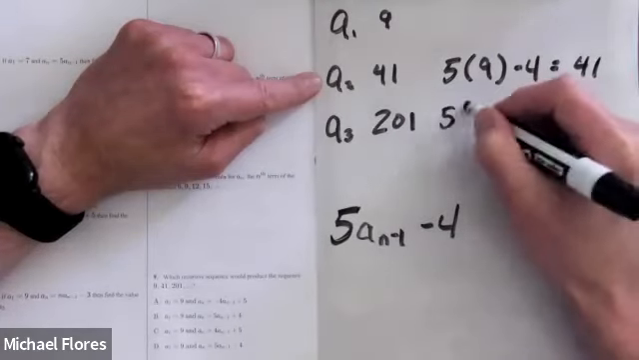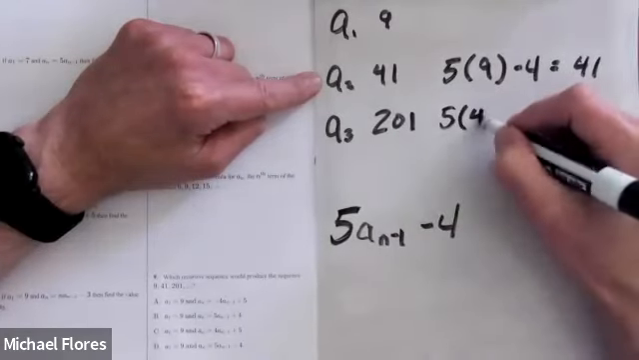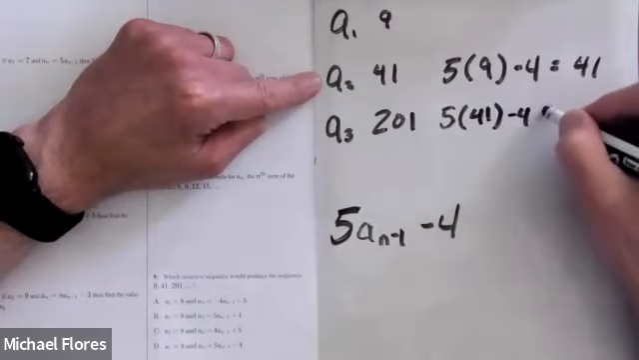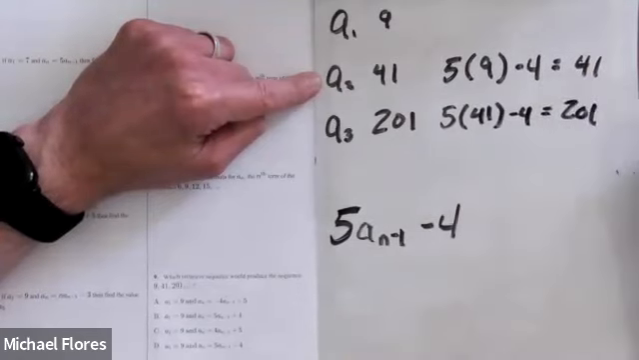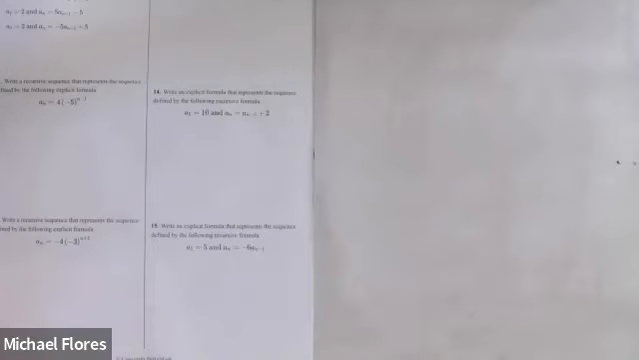That pattern should continue. Take 5, multiply it by the previous answer, subtract 4, and that would give you 201. So that's how you find the answers here. You just plug them in and see if they work. Try example 10 on your own, see if you get the answer.